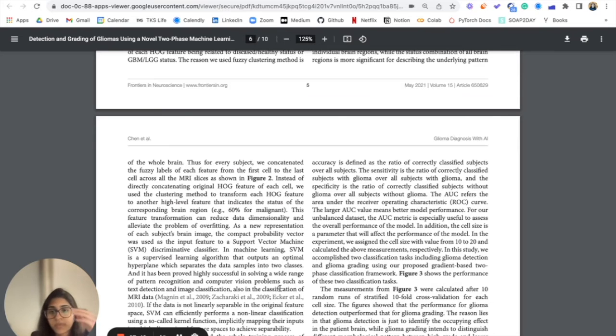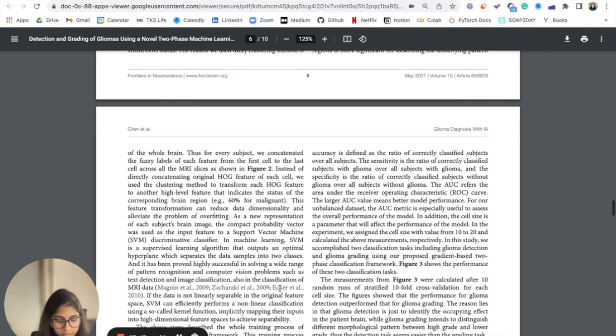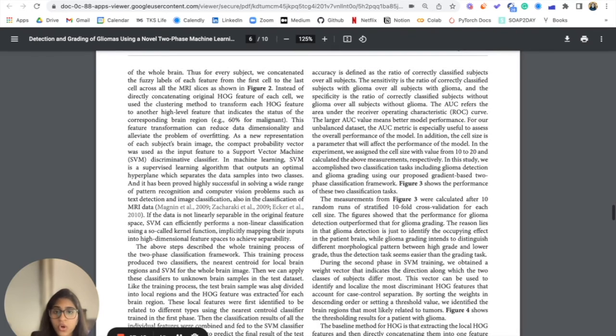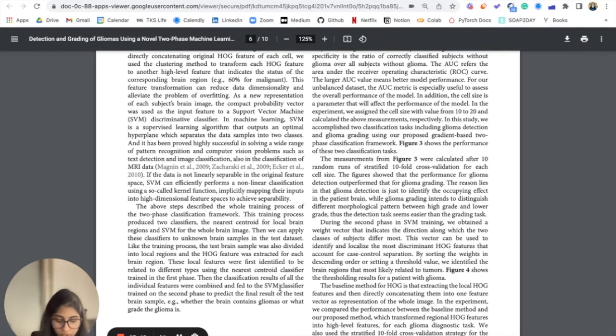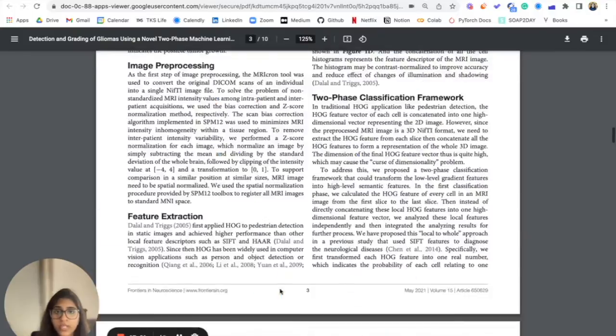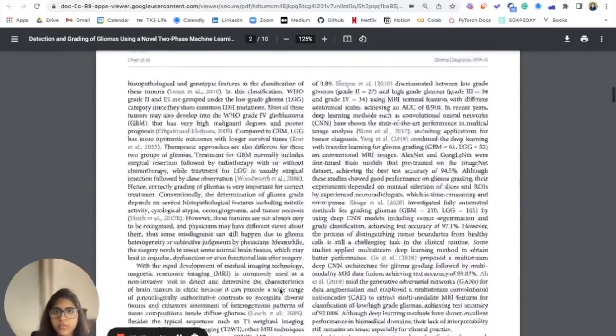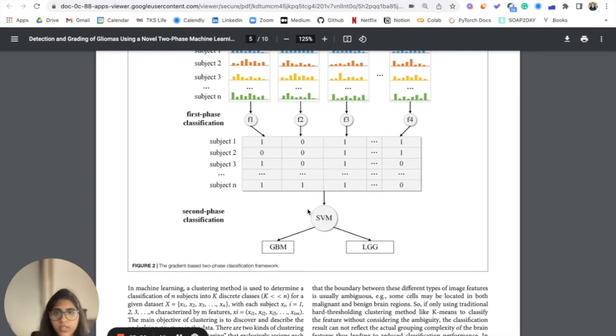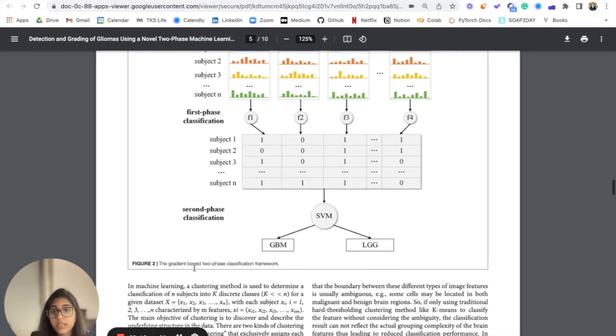Based on this research paper, I'd have to do a lot more research. The classifications of all the individual features were all combined over here, into a support vector machine, and then it's trained on the second phase classification. It's trained here to then predict the final result of the test brain sample. So for example, does the brain contain gliomas, or what grade the glioma is.